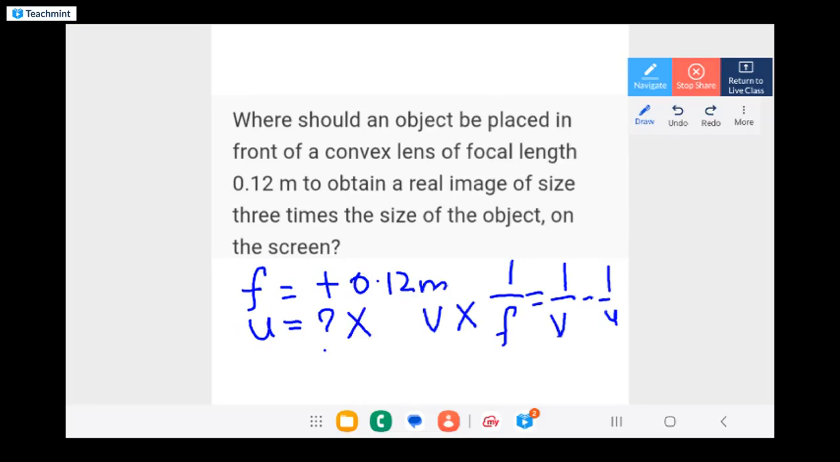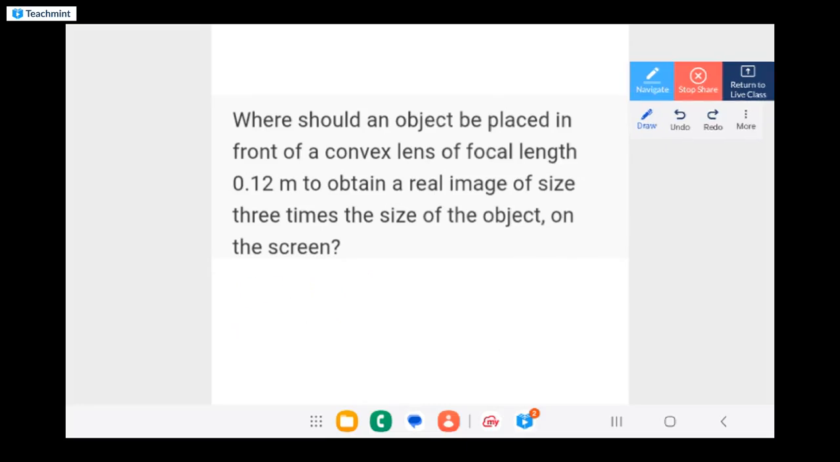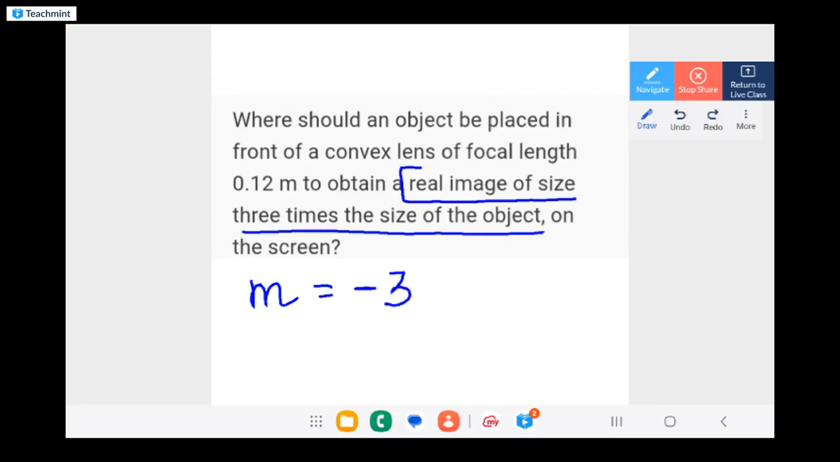In such questions, they do give you some information about magnification. How will you read the magnification value? It said real image. Now we know real images are always inverted, so the magnification value will be negative. That's the first part. Then they have said it is 3 times the size of the object, so the value is negative 3. This value was not directly given, it was indirectly stated. So you get to know the magnification value is minus 3.